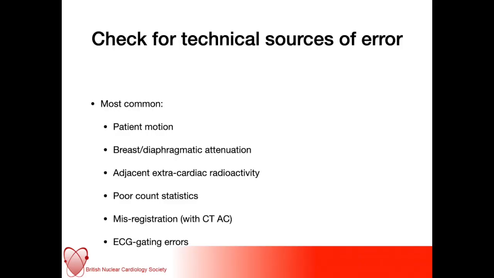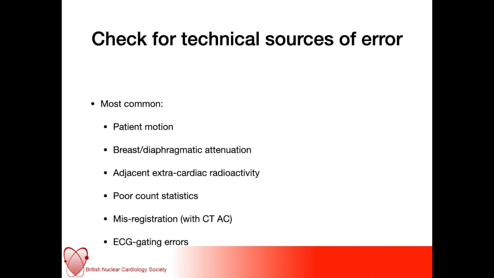Just to recap technical sources of error, well, the most common is patient motion. Then we might identify soft tissue attenuation from the breast or from the subdiaphragmatic tissues. Commonly there may be extracardiac activity from stomach contents or from the liver. The radiation inside the heart may actually not be optimal. There may be poor counts due to a tissue injection or slight incorrect dosing according to BMI of the patient.